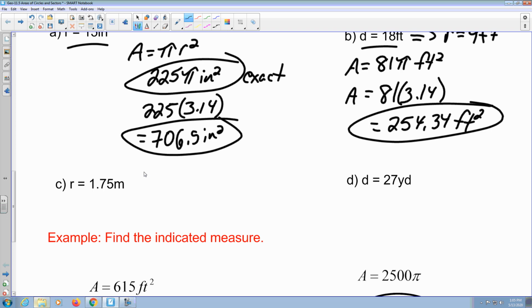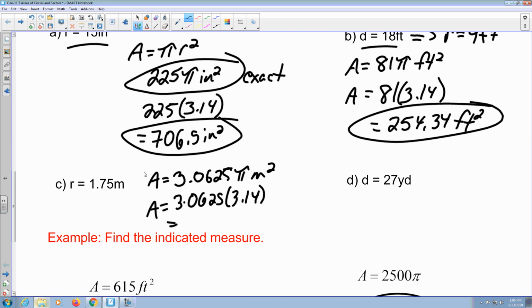Looking at C, it's already a radius, so we're good to go there. So my exact answer is going to be 1.75 squared. When you square that, it's about 3.0625 pi, and that's going to be square meters. To get my approximate, you're going to take 3.0625 times 3.14, and you get about an answer of 9.62 square meters. So those are my exact and my approximate.